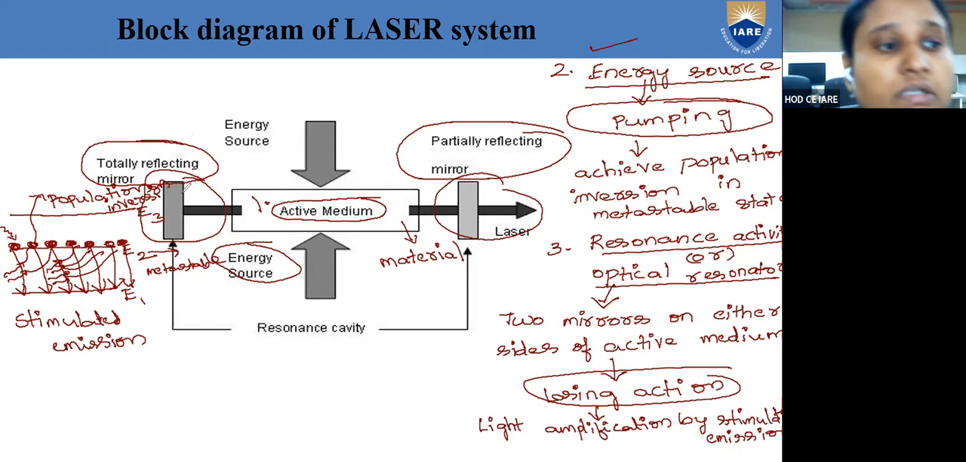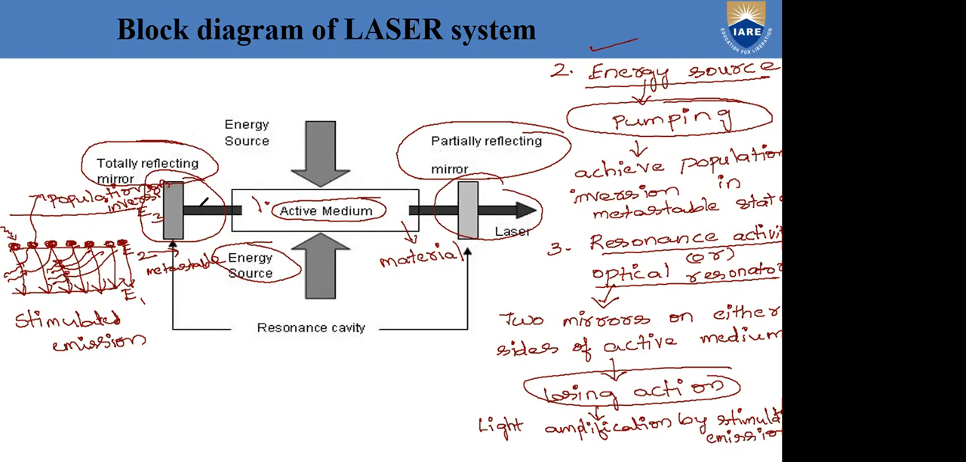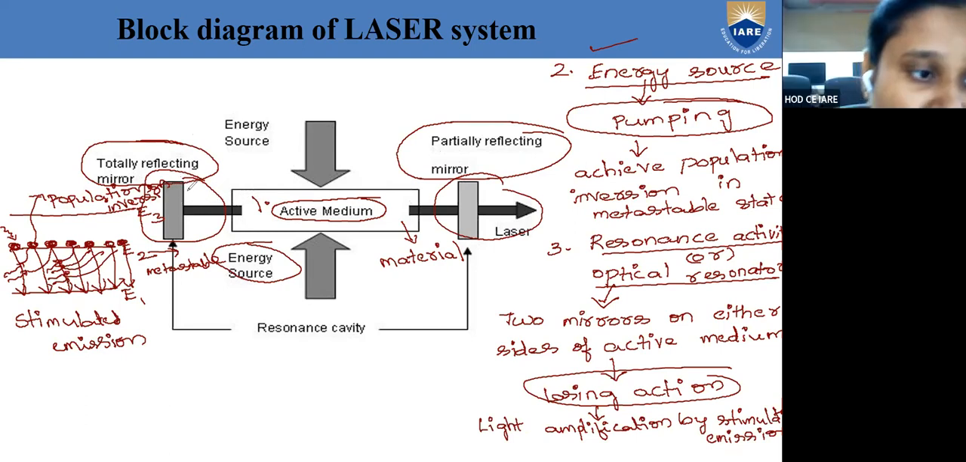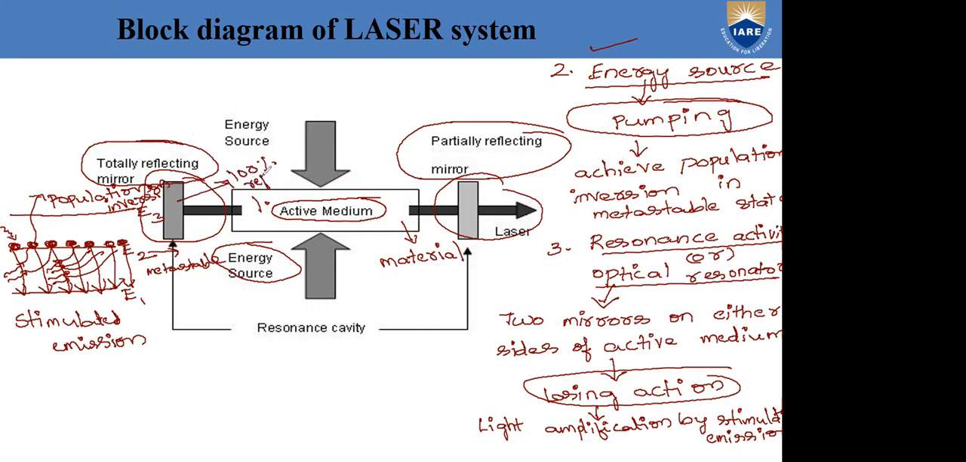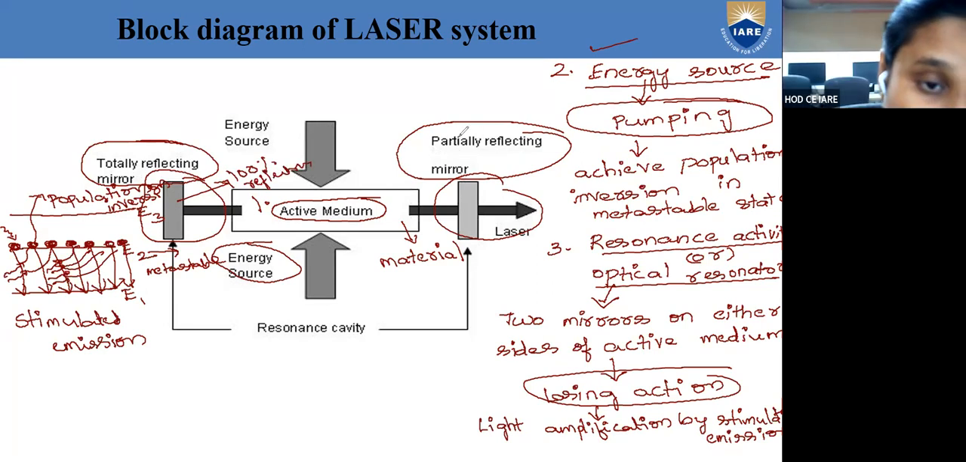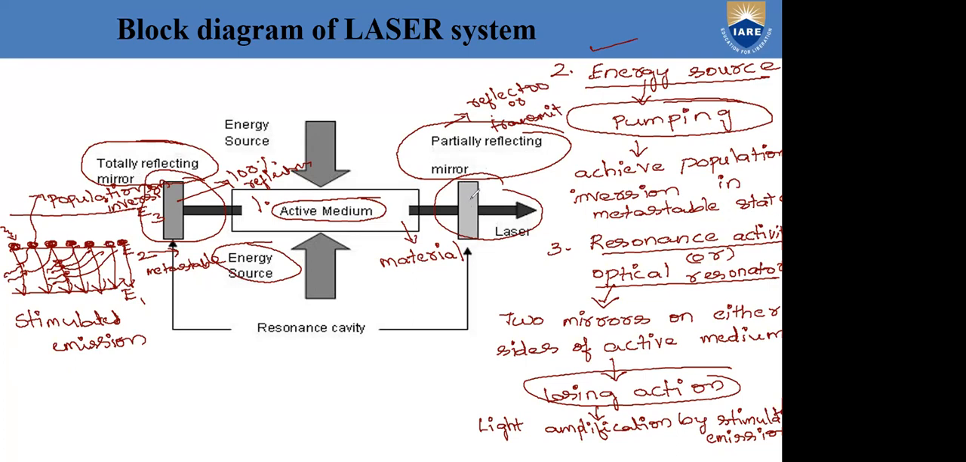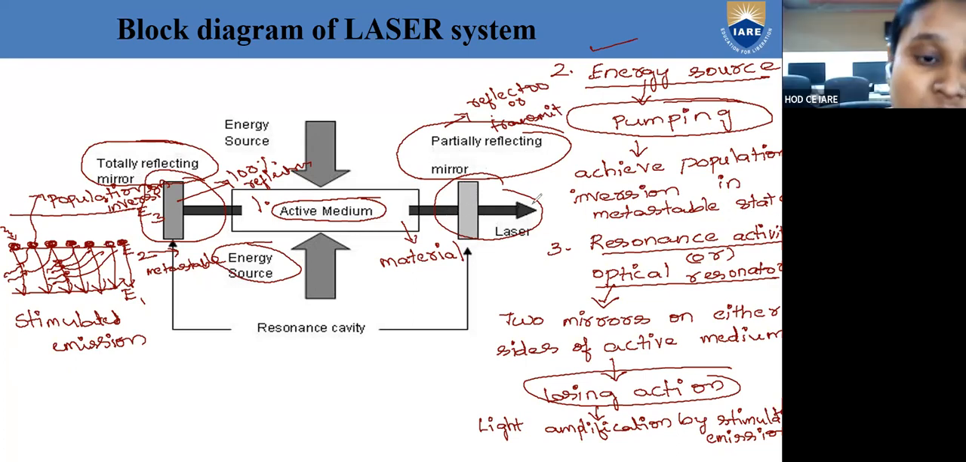What does totally reflecting mean? Whatever light falls on it gets completely reflected back, so it has 100% reflection. Whereas if you take partially reflecting, it is a partial reflector as well as a transmitter. It will allow part of the light to reflect as well as part of the light to transmit. It's not 100% reflecting, but it will allow some of the light to pass through it.